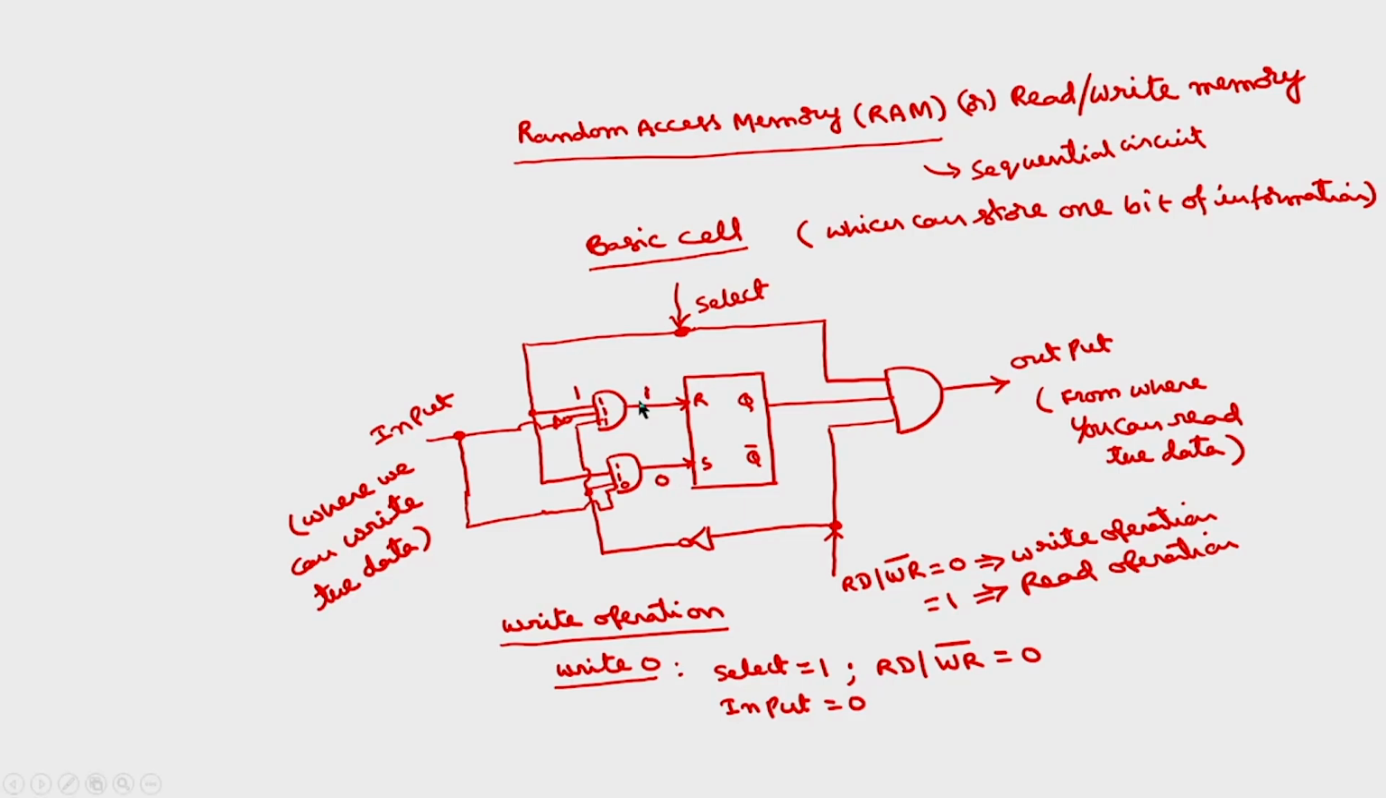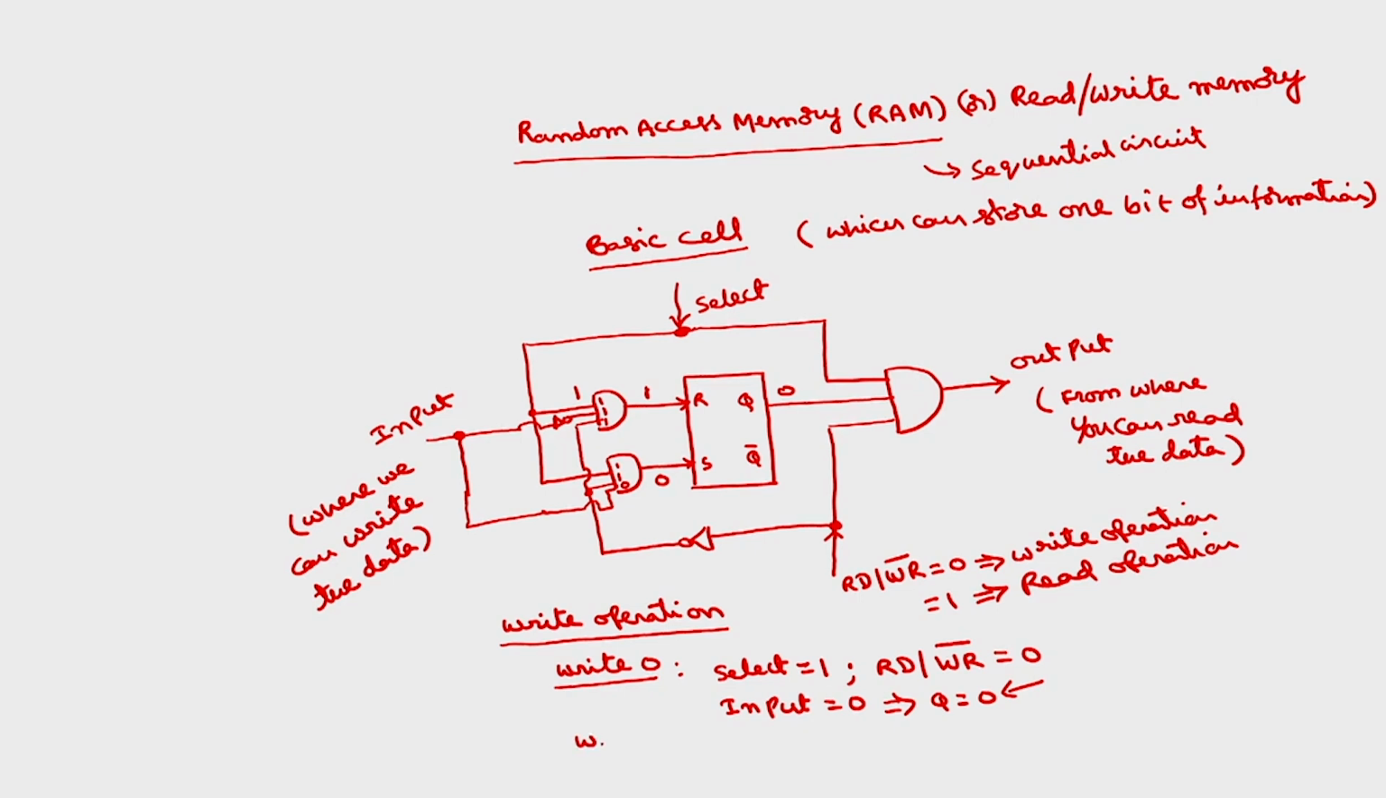For S equal to 0, R equal to 1, what will be the Q? Reset input is 1, so output will be reset, this is 0. Implies Q is equal to 0. So Q equal to 0 means you are writing 0. Whatever the value of the Q, that is the information that we have written into the cell.